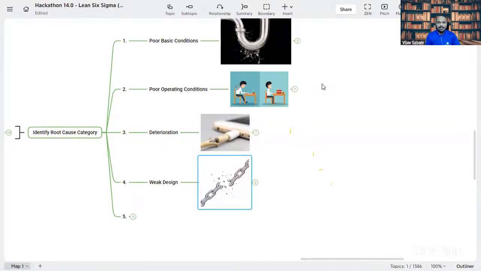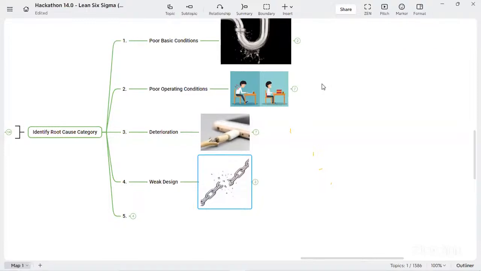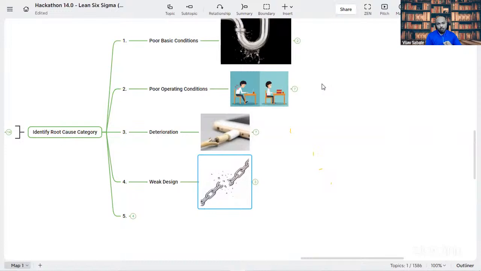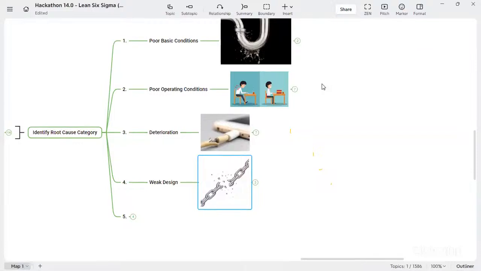One is still to be explained, but you should go like this. Think about whether there is an issue of basic conditions. If not, if it is because of operating conditions, no. If it is because of deterioration, if it is because of weak design, if you have all these conditions intact, then we can go for the fifth category. Okay, I got it. Thank you, Raj. Thank you for asking questions.